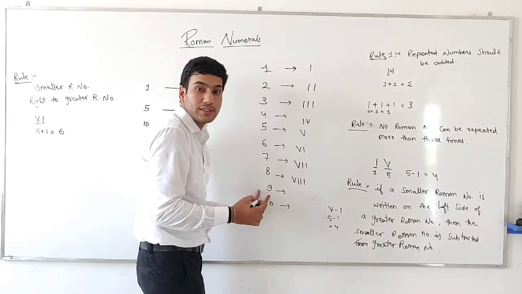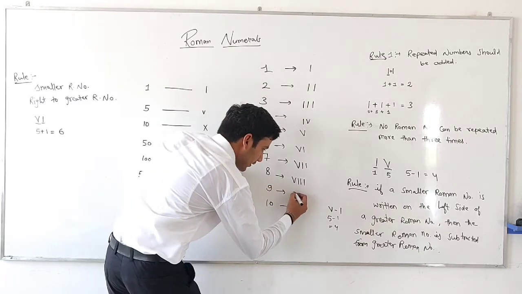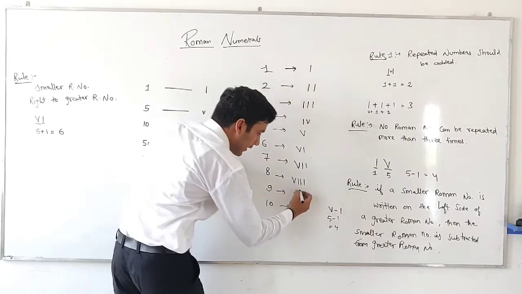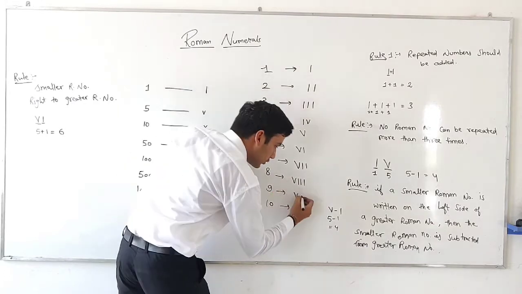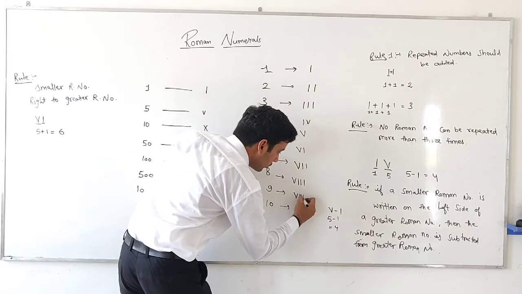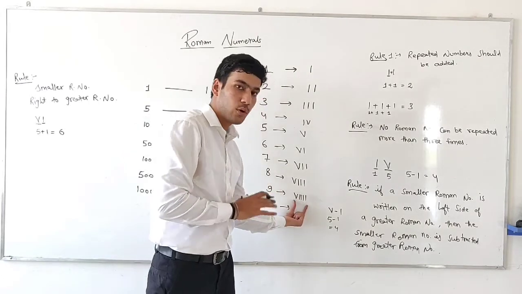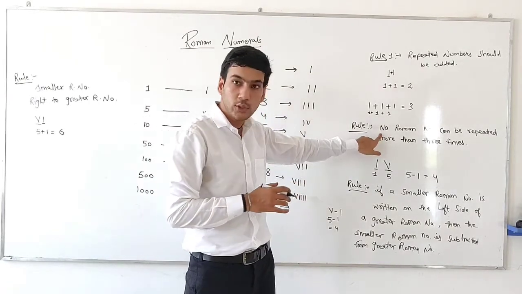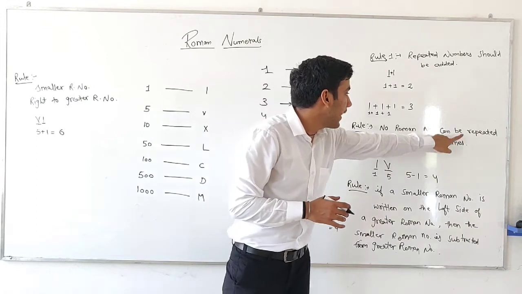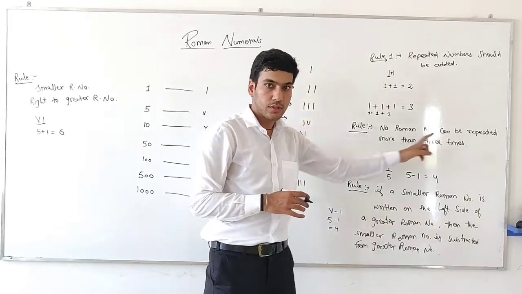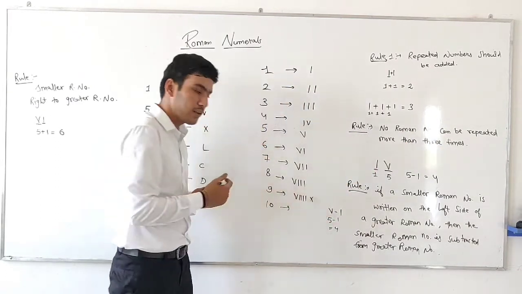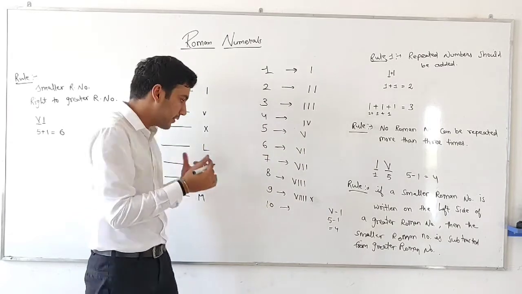Next, what is the Roman symbol for 9? This is for 5 and we want 4 more now. So 1, 2, 3, 4. Is this right? No, students. This is wrong. Why? Because as you have learned, no Roman number can be repeated more than 3 times. So this is wrong. So what is the Roman symbol for 9?